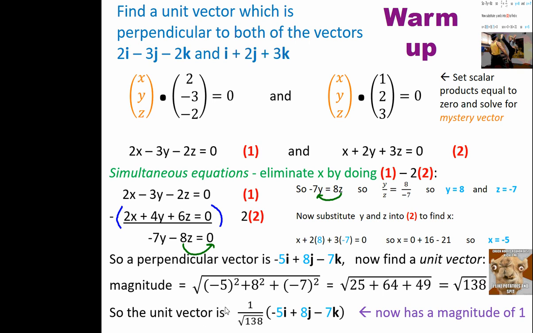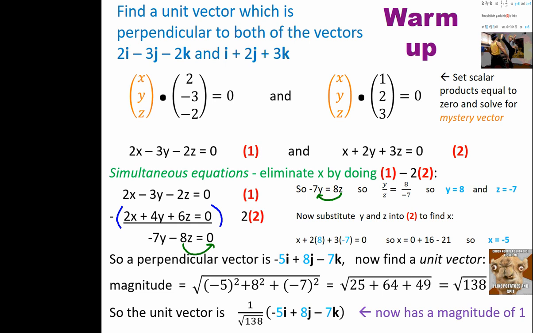So what you can do is multiply each of these by 1 over root 138. So this is a quick way of doing it. You can just do 1 over root 138 brackets, put the other vector in there. Alternatively, you could have also written it as -5 over root 138 i plus 8 over root 138 j minus 7 over root 138 k, is the other way to do it. So it now has a magnitude of 1. If you worked out the magnitude of those ones, you can verify that for sure it does end up equaling 1 using the Pythagoras in 3D formula.